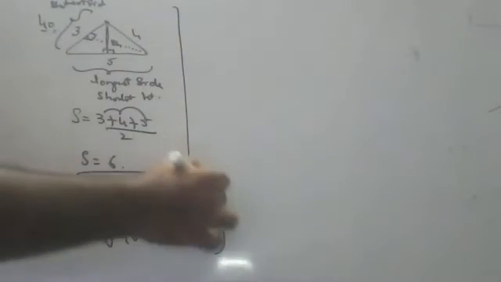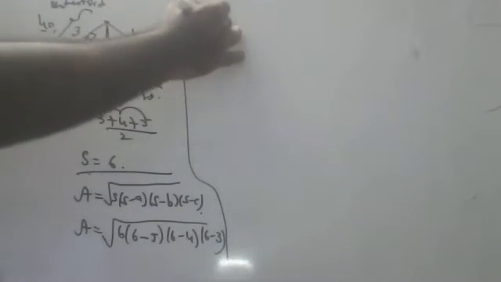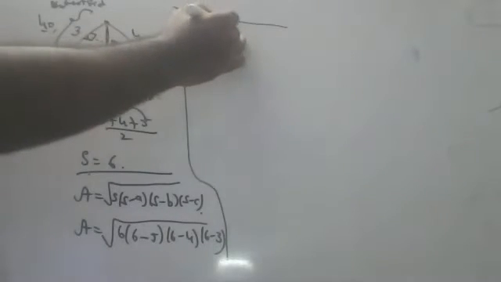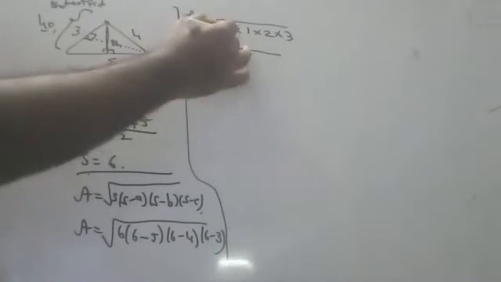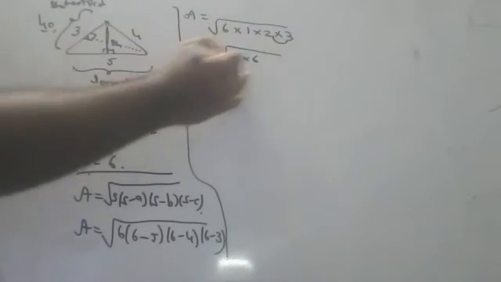So area is equal to under root of 6 into 1 into 2 into 3. Area is equal to, this is 6 and this is also 6. Two sixes are there.